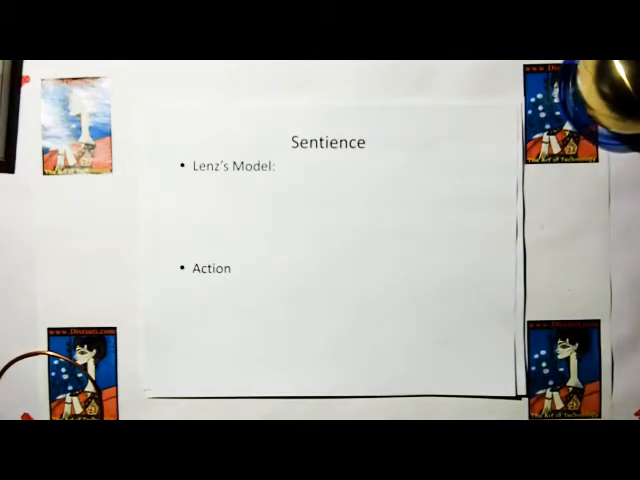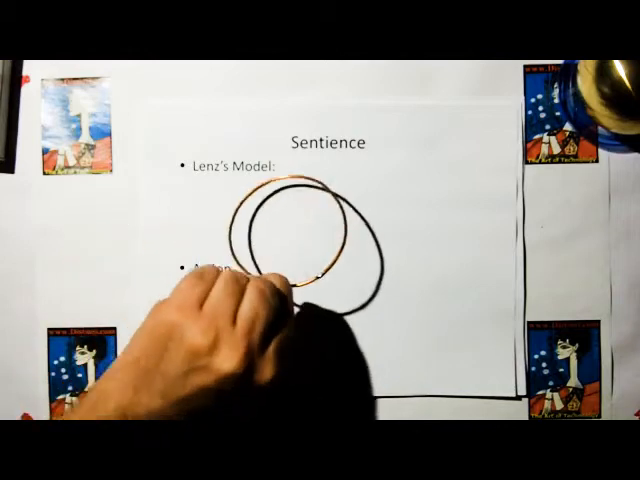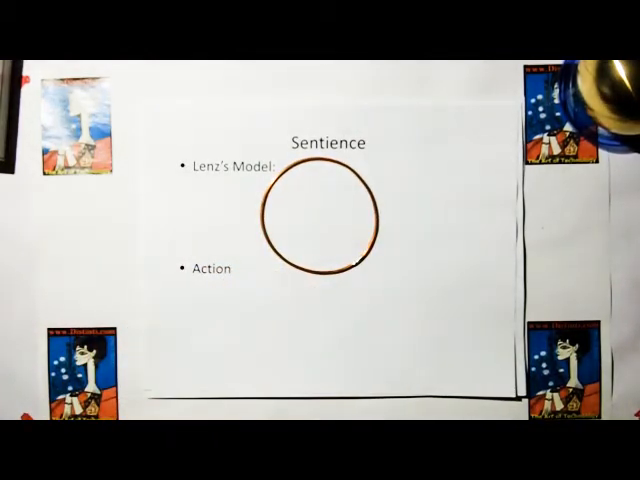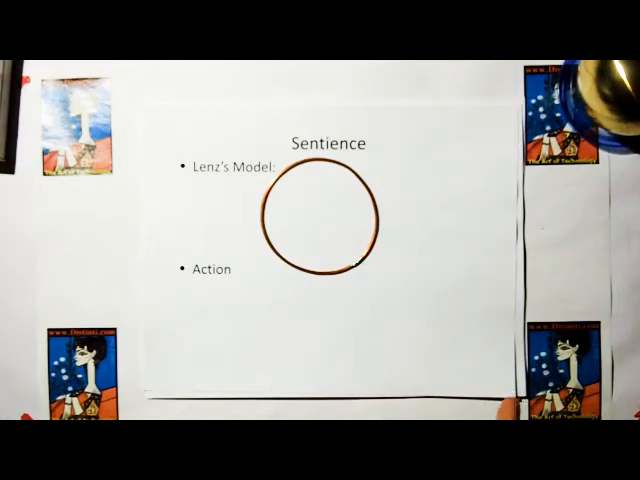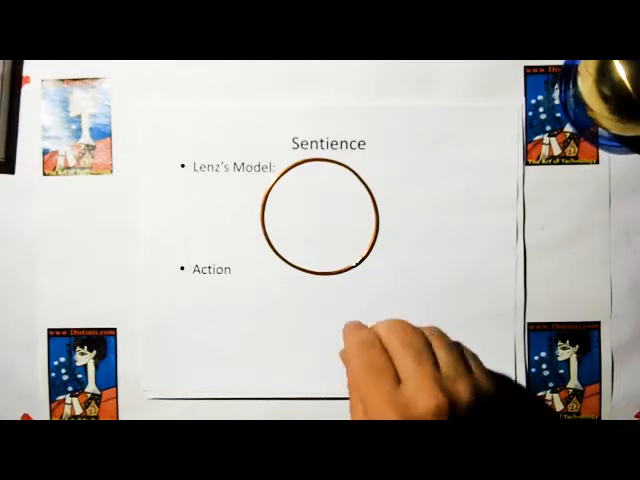Sentiency. Sentiency is one of the first nonsense ones, and that's where a particle is required to know what to do. For example, in Lenz's law, when we have a coil in a magnetic field, we say that the current will act to oppose the change in magnetic field. How does the current know that? Okay, that's just one example.